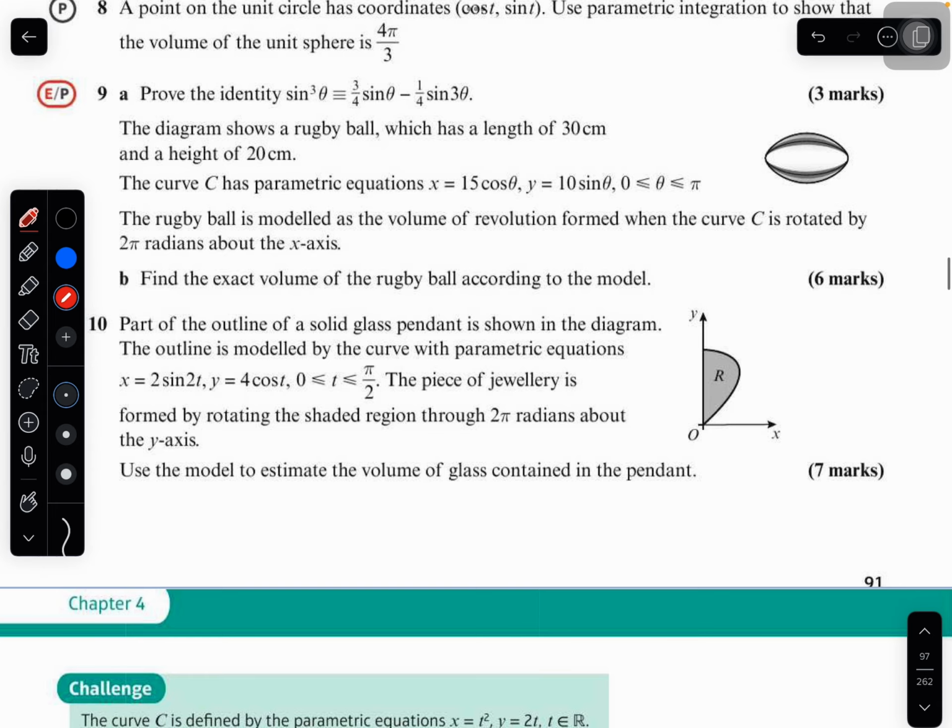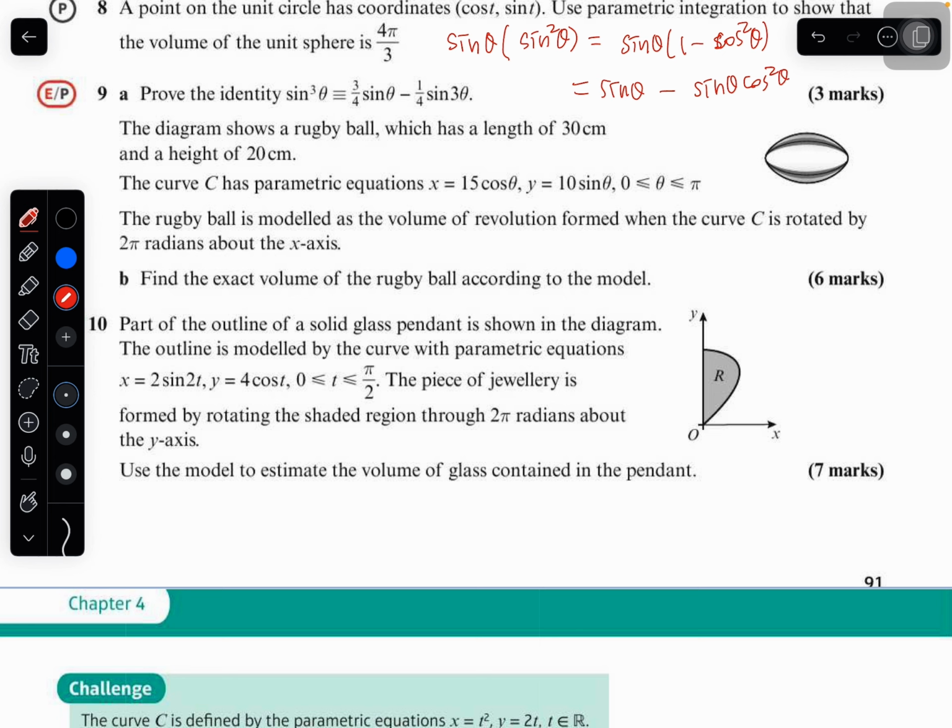And number 9, proof. Sine cubed theta is sine theta times sine squared theta. Then sine theta times (1 minus cos squared theta). Then sine theta minus sine theta cos squared theta. Then sine 2 theta.